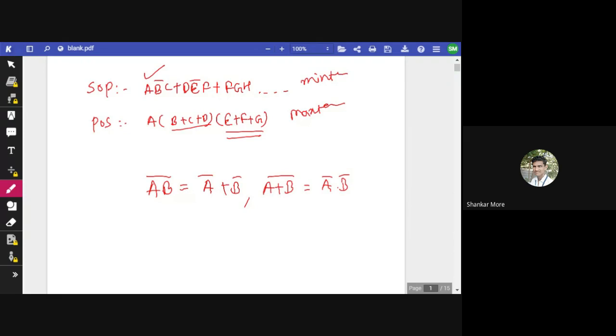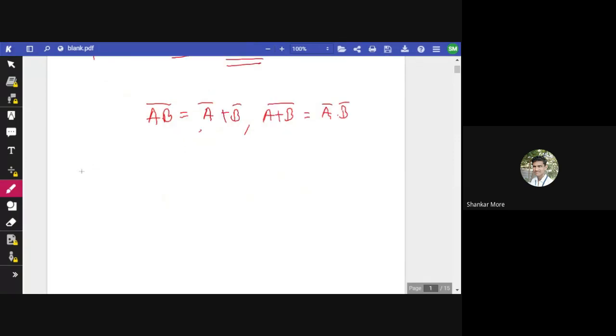Okay. So the next topic is canonical form, or we can say standard form, of SOP and POS. It is also called standard form, and it is also called canonical form. So how do we convert a given expression into its standard form or canonical form? That is what we are going to see here.